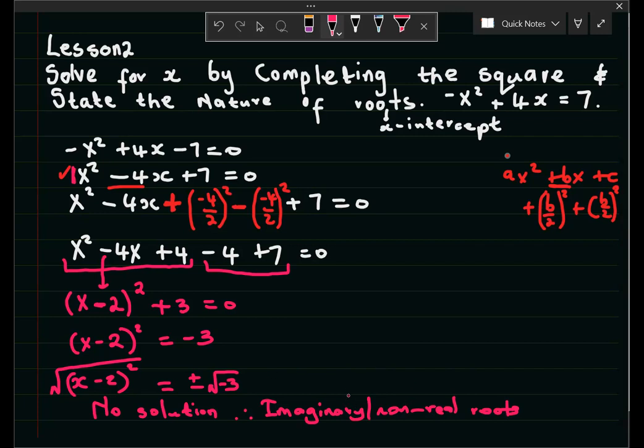Okay. I just want to show you the other way you could have done the nature of roots, because sometimes the question just needs the nature of roots. They don't need you to do the completing of the square. So to state the nature of the roots, you need this part, b squared minus 4ac, right? And remember, this is delta, the one that we use to determine the nature of the roots. This is discussed in lesson 1.